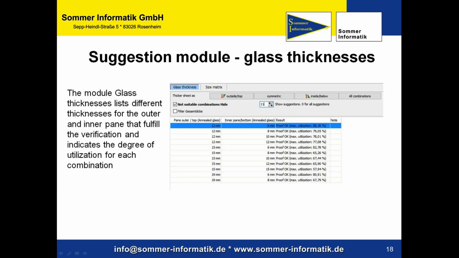The suggestion module glass thicknesses is also included. There, based on the load specified, different glass thicknesses are varied. The program calculates the specified suggestions and checks which combinations of pane thicknesses lead to a successful proof. The corresponding variants can then be selected.